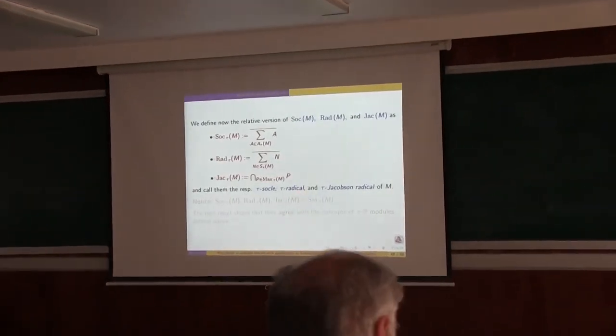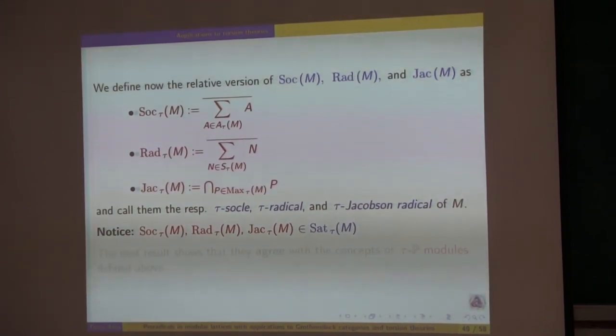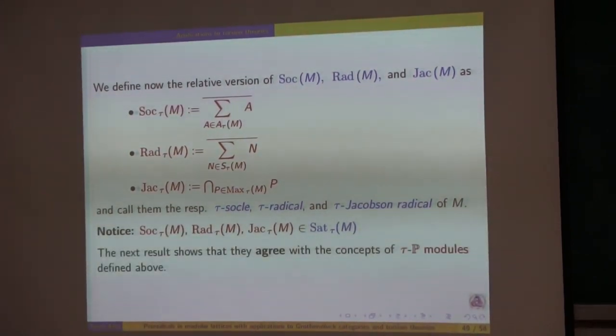We call tau sub, the tau radical, tau back, or so on. And these are elements in sub tau. Okay.